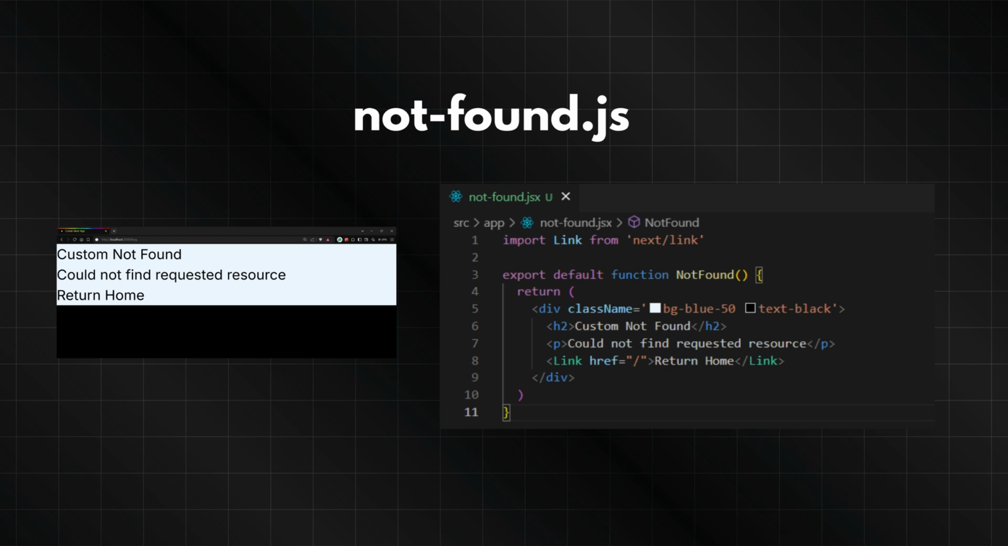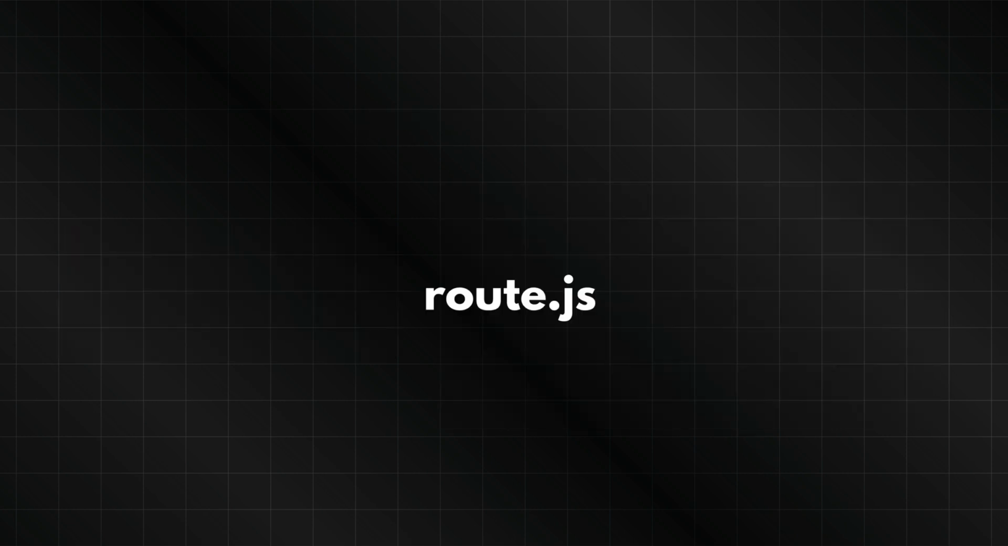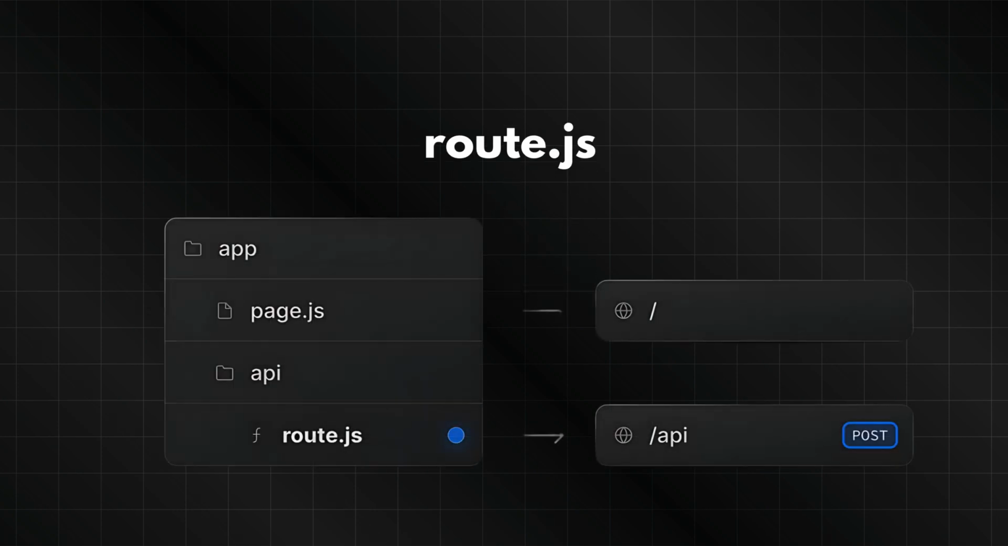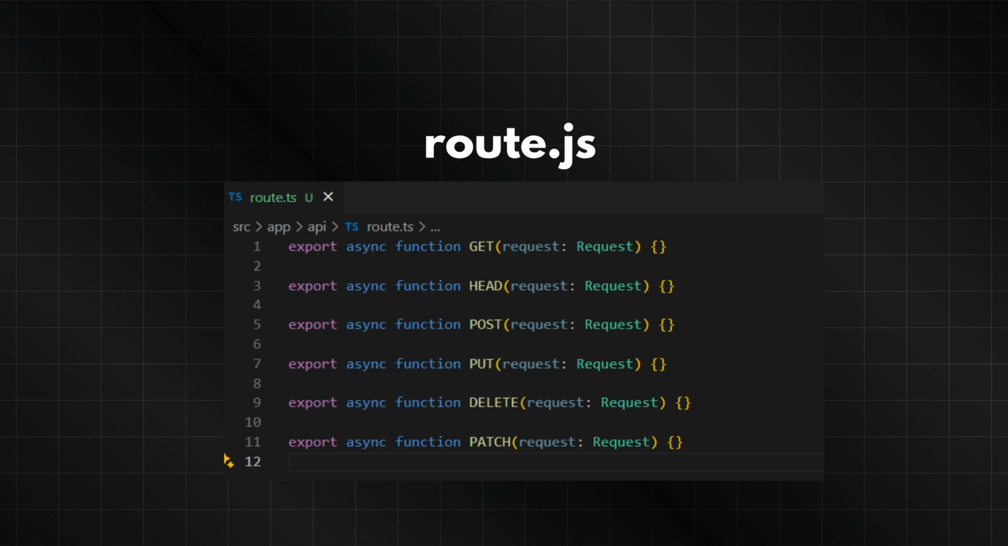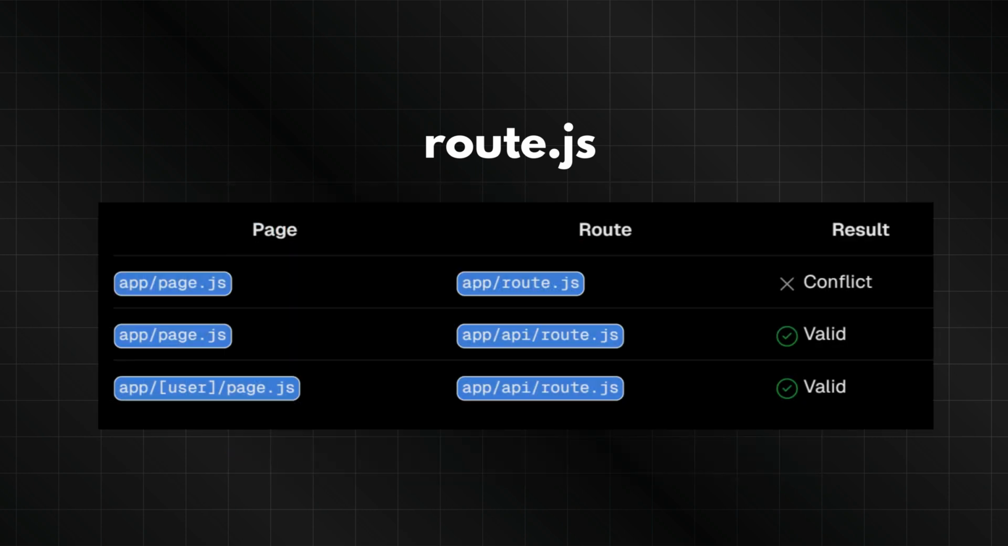Another important file is the route.js file. This is where you handle the API requests for a route. If you need to fetch data from the back end, you can define endpoints like GET or POST here. Just remember that you can't have page.js and the route.js file in the same folder. Instead, place the route.js file in an api folder.